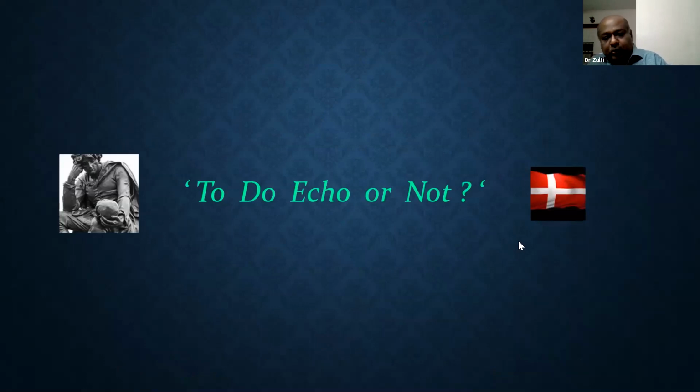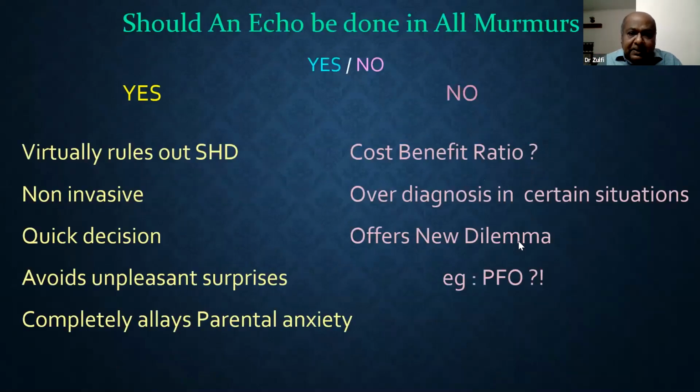Finally, the question is whether to do an echo in asymptomatic children who do not have significant clinical pointers to pathology. The answer could be yes or no. On the yes side, echo virtually rules out structural heart disease, it is non-invasive, gives a quick decision, avoids unpleasant surprises, which I have experienced, and completely allays parental anxiety. On the other side, you have the cost-benefit ratio, over-diagnosis in certain cases, and it offers new dilemmas.